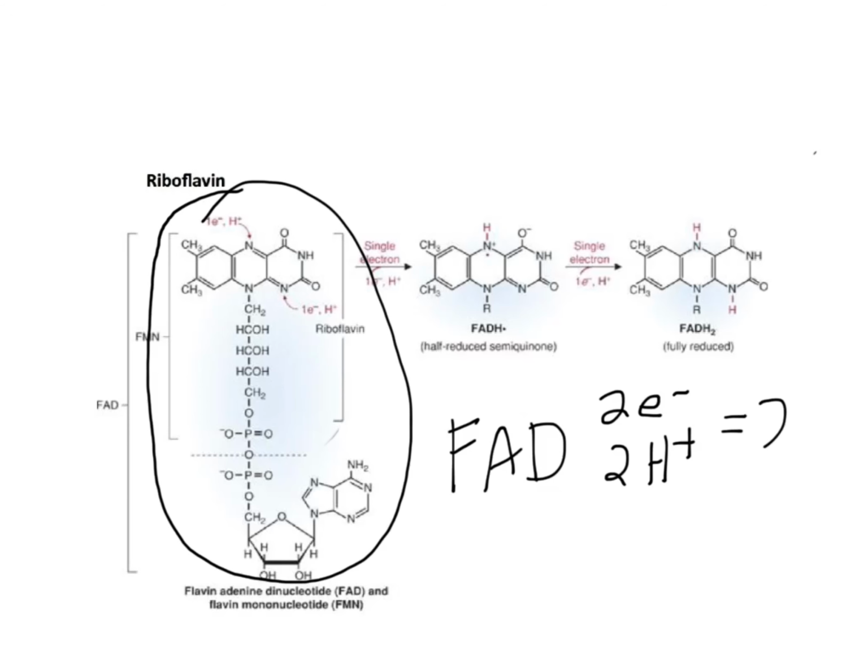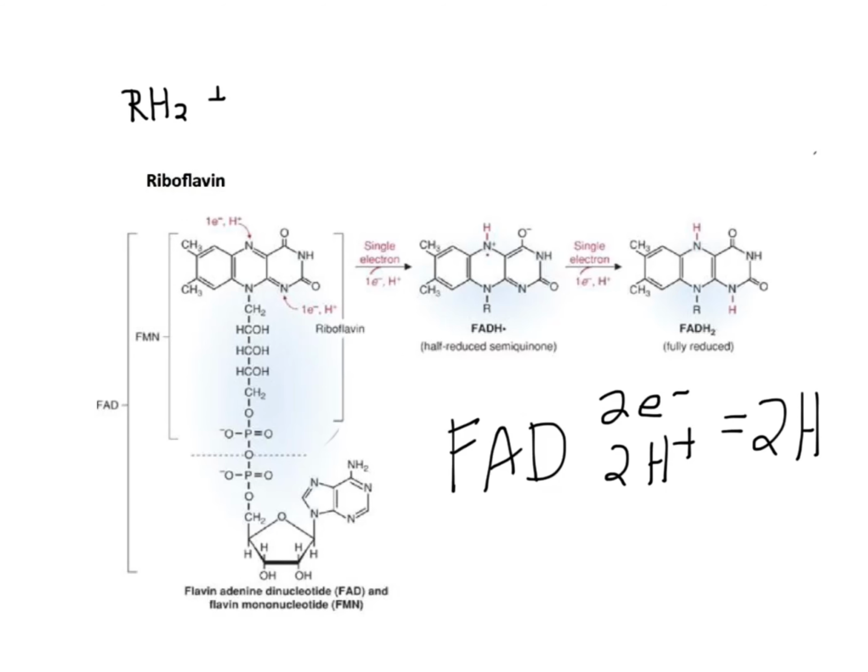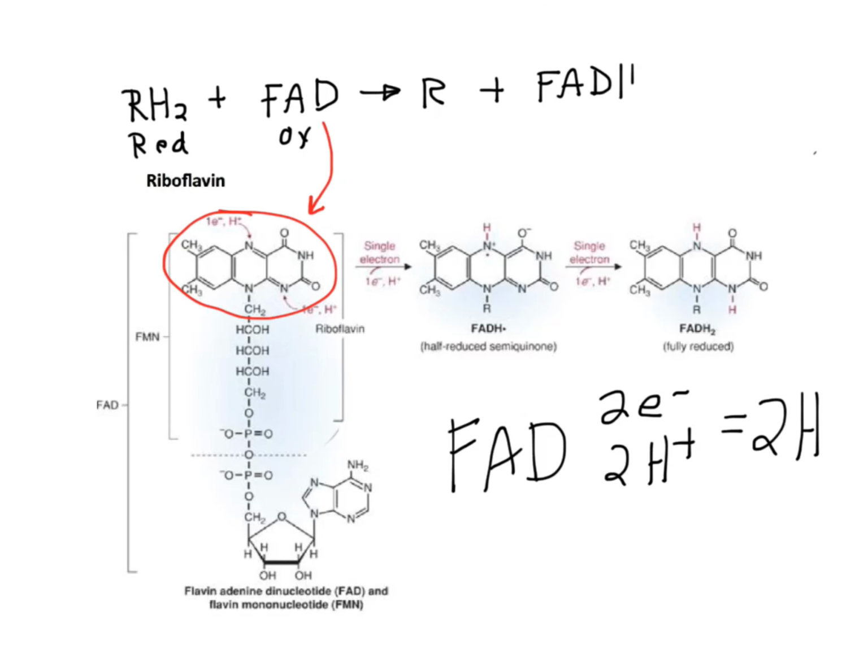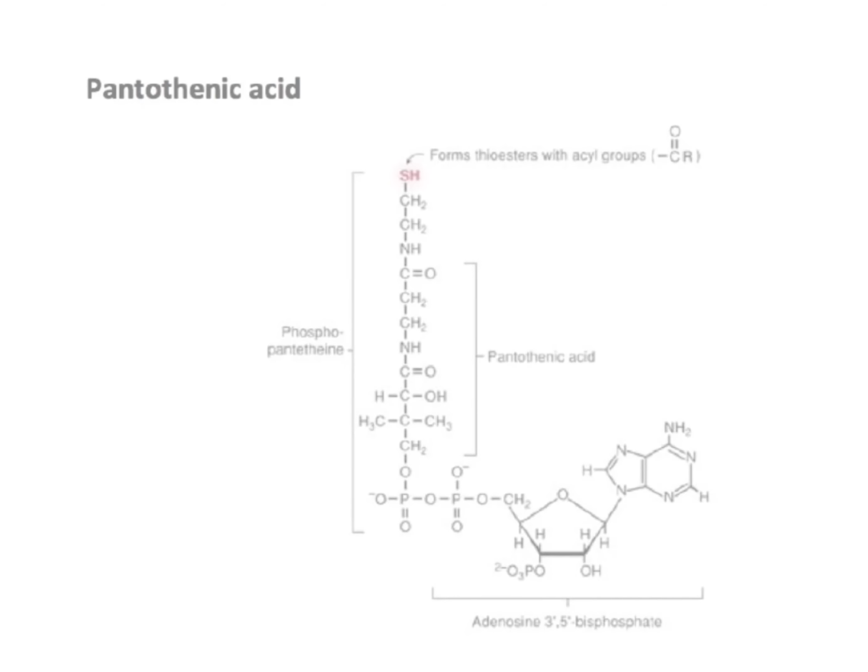FAD can accept 2 electrons and 2 protons, or 2 hydrogens. So in a typical reaction, 2 hydrogen atoms are transferred from a substrate to FAD to generate the oxidized substrate and reduced FAD, which is abbreviated FADH2. Riboflavin deficiency produces dermatitis, but this is very rare because riboflavin is so common in the foods we eat.